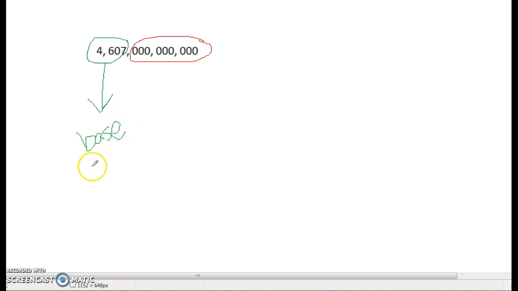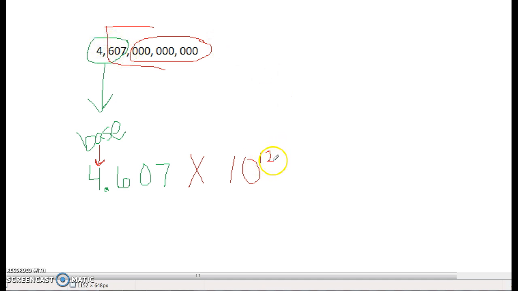The base can only be one number, and then everything else comes after a decimal, 607. So our base would be 4.607, and we would be multiplying that by 10 to the however many numbers we have that are not the base number, okay? That are not that 4, because the 4 is actually our base, okay? 1, 2, 3, 4, 5, 6, 7, 8, 9, 10, 11, 12. Okay? That's how that works. 4.607 times 10 to the 12th.